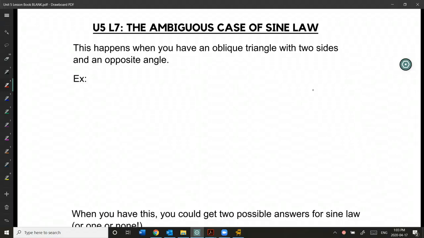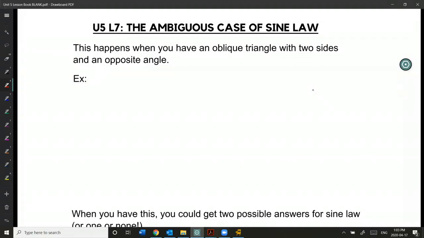Welcome everyone. Today I'm going to show you some examples of the ambiguous case of sine law, and I'm going to explain to you why we need to consider the ambiguous case of sine law in certain scenarios with non-right angle triangles. So when we have a non-right angle triangle or an oblique triangle where we're given specifically the information of two side lengths and one of their opposite angle, what can sometimes happen is that we get two potential triangles that could be created with this information.